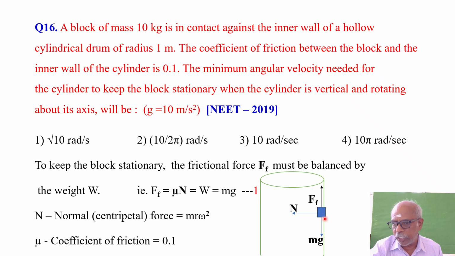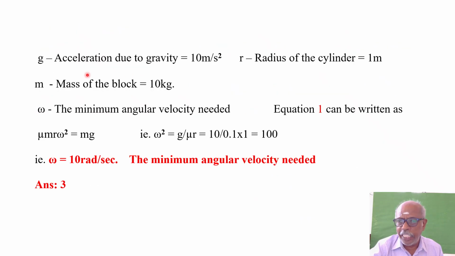So Ff is the frictional force acting upwards, and mg is acting downwards. When these two forces are balanced, the block will become stationary. That is the principle behind this problem. N is the normal centripetal force, m r omega square. Mu is the coefficient of friction, its value is 0.1, as given in the question. The mass of the block is 10 kg, the radius of the cylinder is 1 meter, and g, acceleration due to gravity, is 10 meter per second square.